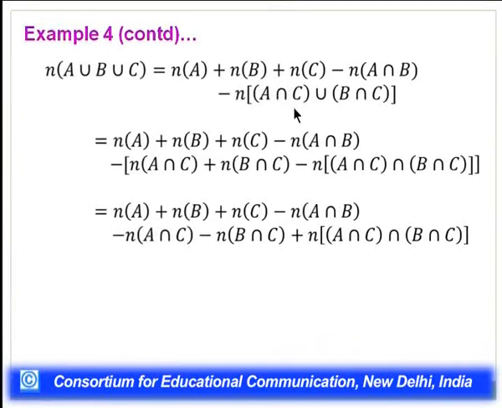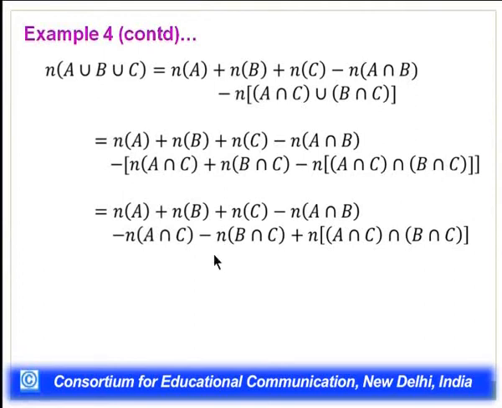Note here that the last expression, where my cursor is, is also the union of two sets. So in the next step, I can again substitute using the union of two sets formula. So in my second step, instead of A intersection C union B intersection C, I'll have the number of elements in A intersection C plus the number of elements in B intersection C minus the number of elements in the intersection of A intersection C and B intersection C.